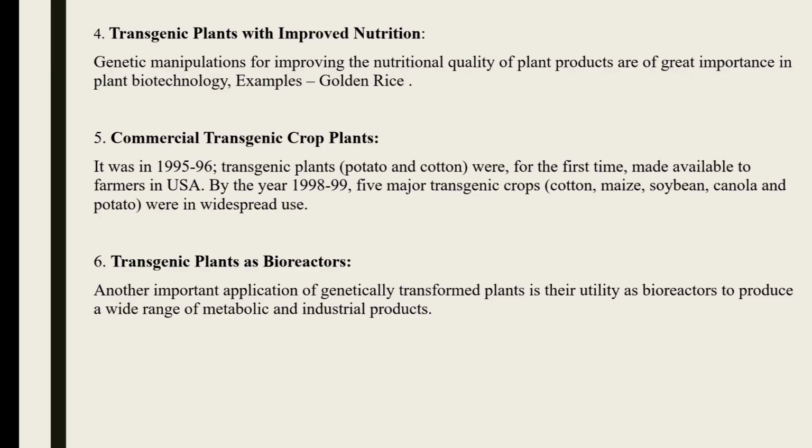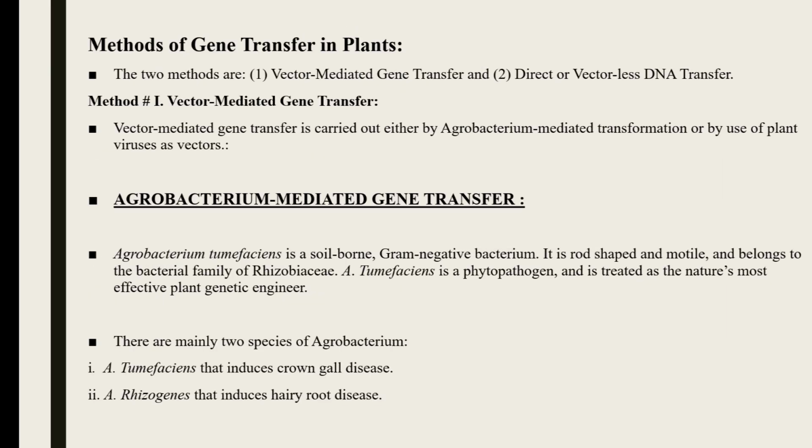5. Commercial transgenic crop plants. Transgenic plants, potato and cotton, were, for the first time, made available to farmers in USA in 1995. By the year 1998-99, 5 major transgenic crops, cotton, maize, soybean, canola and potato, were in widespread use. 6. Transgenic plants as bioreactors. Another important application of genetically transformed plants is their utility as bioreactors to produce a wide range of metabolic and industrially valuable products.